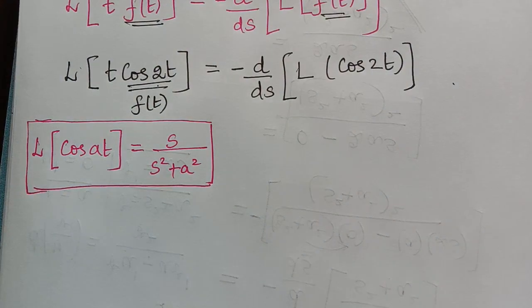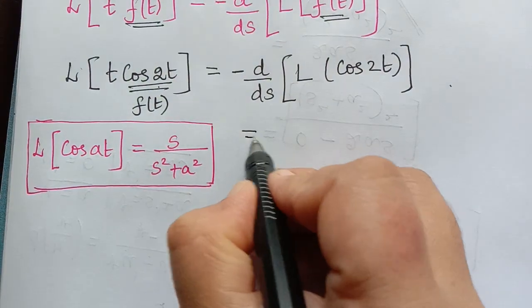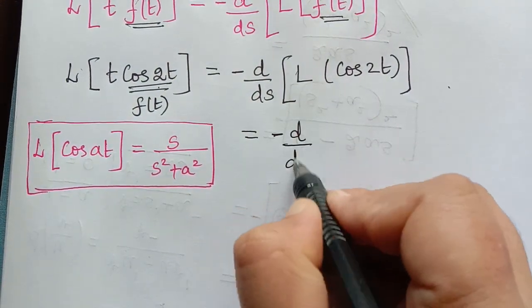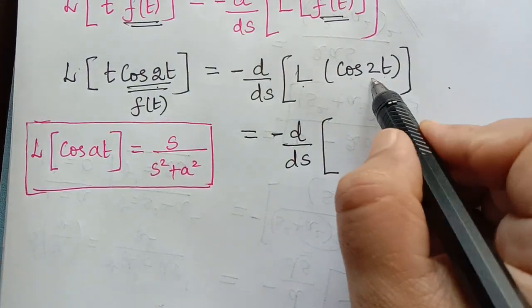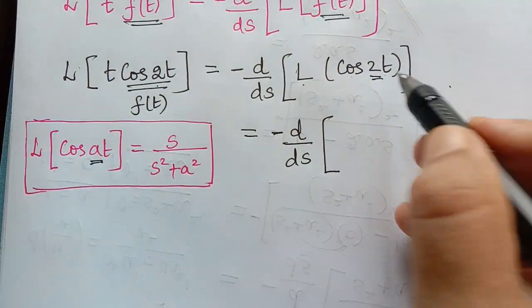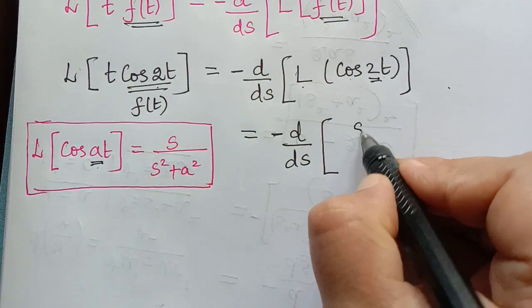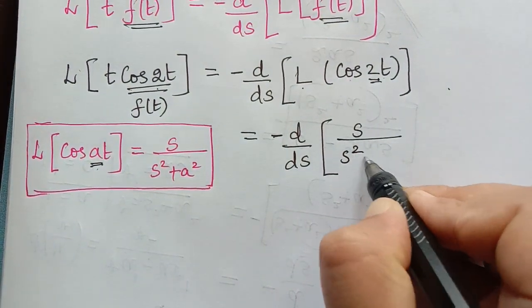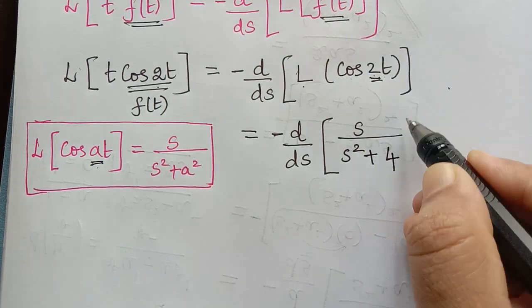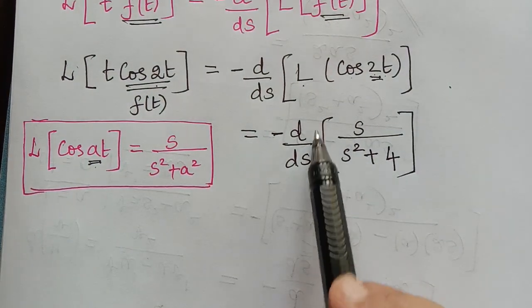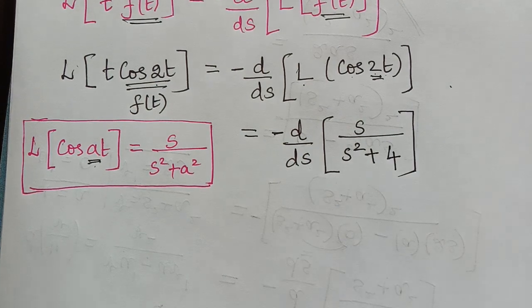So when we apply that, this will be equal to negative d by ds of the Laplace transform of cos 2t. At the place of a, we are having 2. So it will be s divided by s square plus a square, which is 2 square, that is 4. Now we have to differentiate this with respect to s.